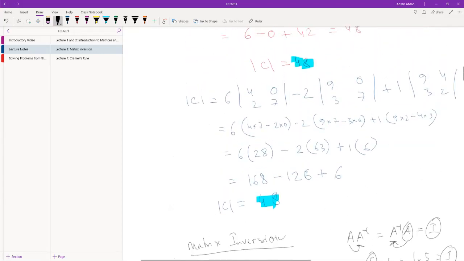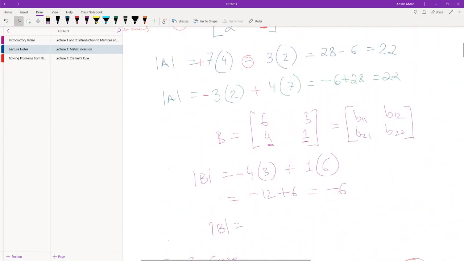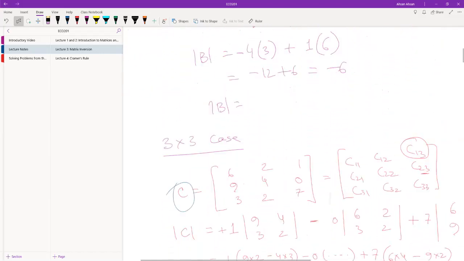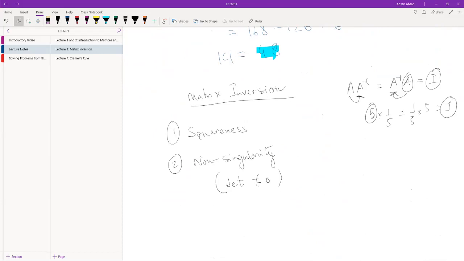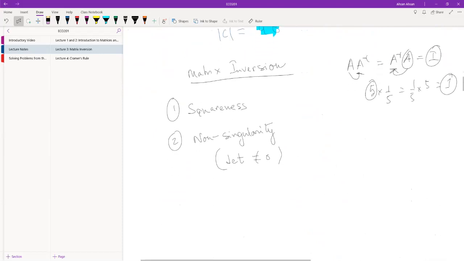So we've calculated the determinant of C, of B, of A. In each case, the value of the determinant was not 0. If the value of the determinant is not 0, it means that we have a non-singular matrix, which is what we want. However, if the determinant is 0, that means we have a singular matrix, and that matrix does not have an inverse.